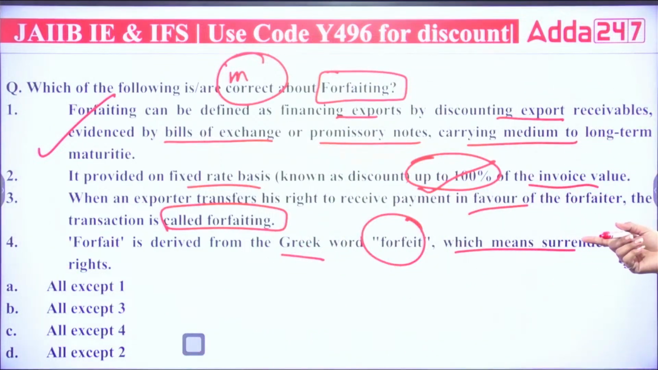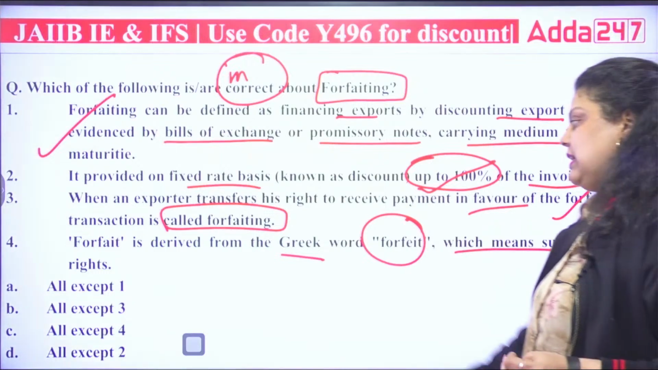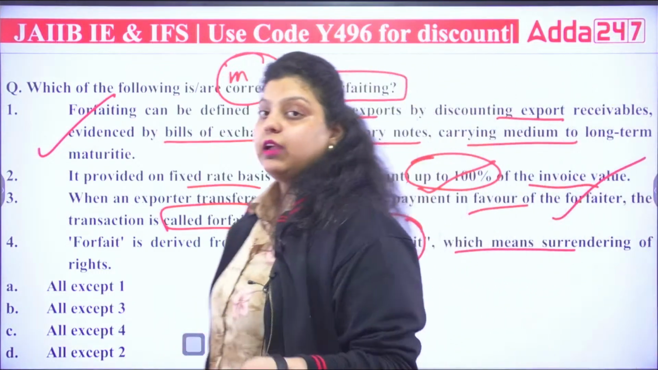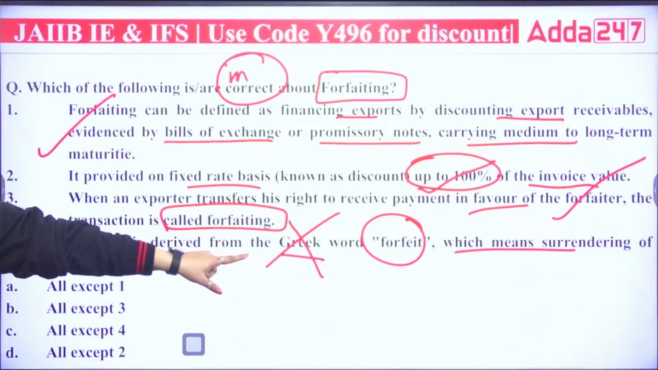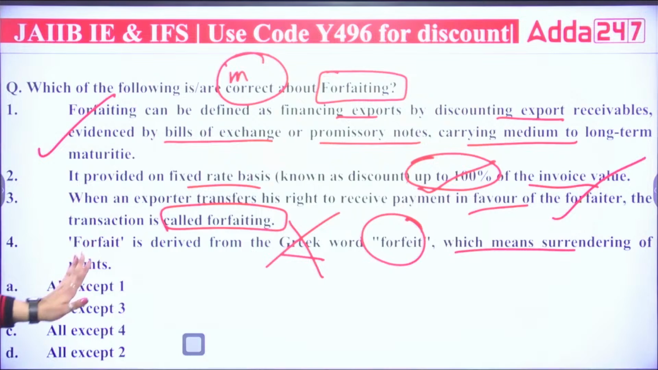When the exporter transfers his right to receive payment in favor of the forfeiter, the transaction is called forfeiting. That is also true. Forfeit is derived from a Greek word? No, actually it is derived from a French word. And that word is forfait, which means surrendering of rights. So the right answer will be here.